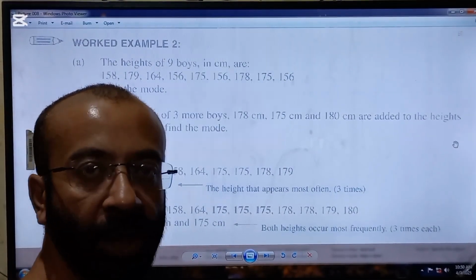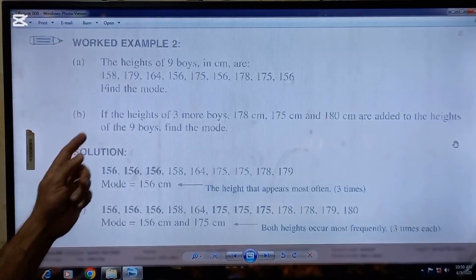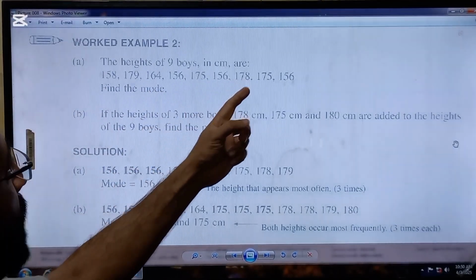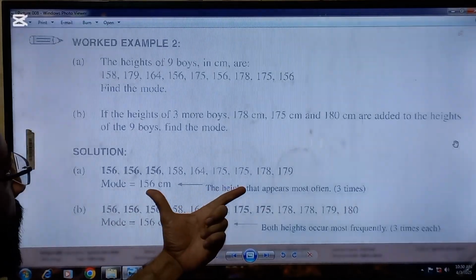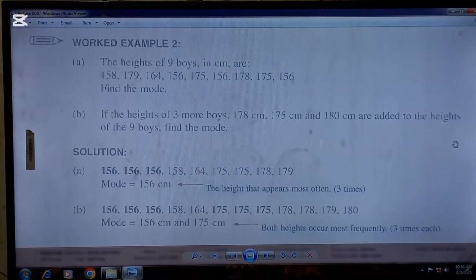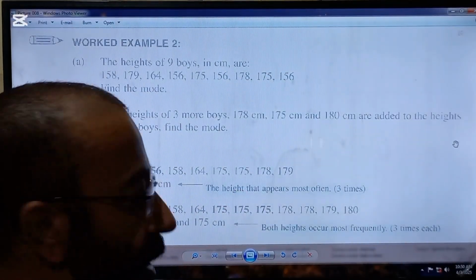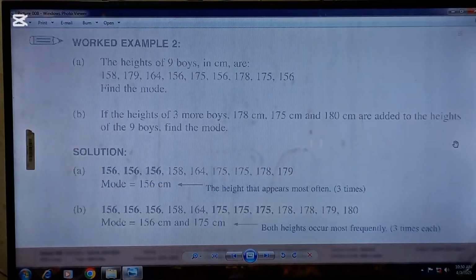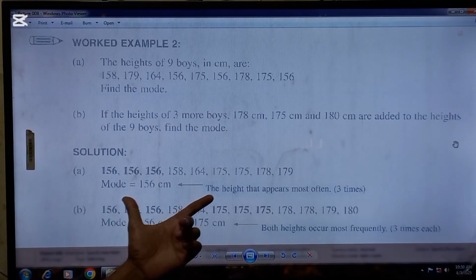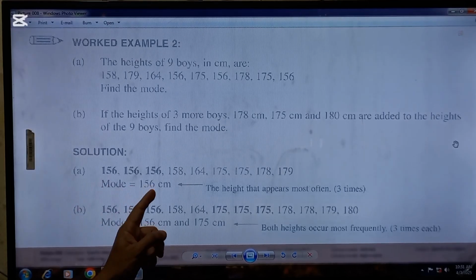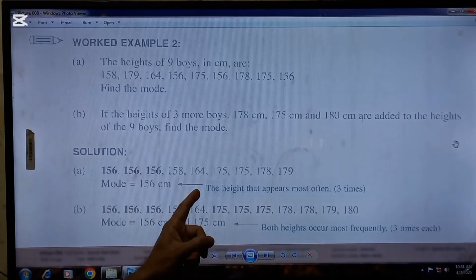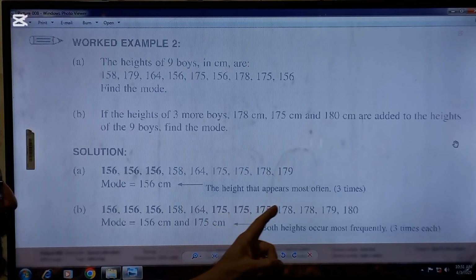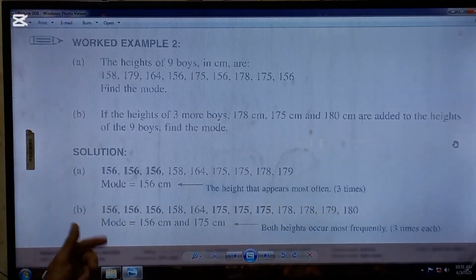Here is another question to explain more. A part, the heights of 9 boys in centimeters are these. So here is the data. We have to arrange the data in ascending or descending order first to look clearly at the data. After arranging the data in ascending order, this is the form which is made. Now you can look clearly. 156 is coming 3 times, which is more than the other values. The height that appears most often, that is 3 times, is 156. So mode is 156 centimeters.